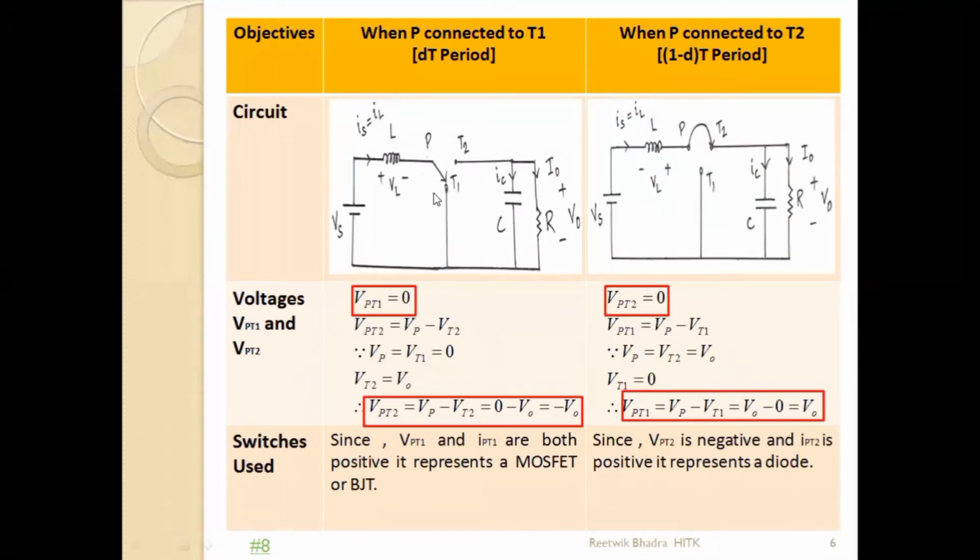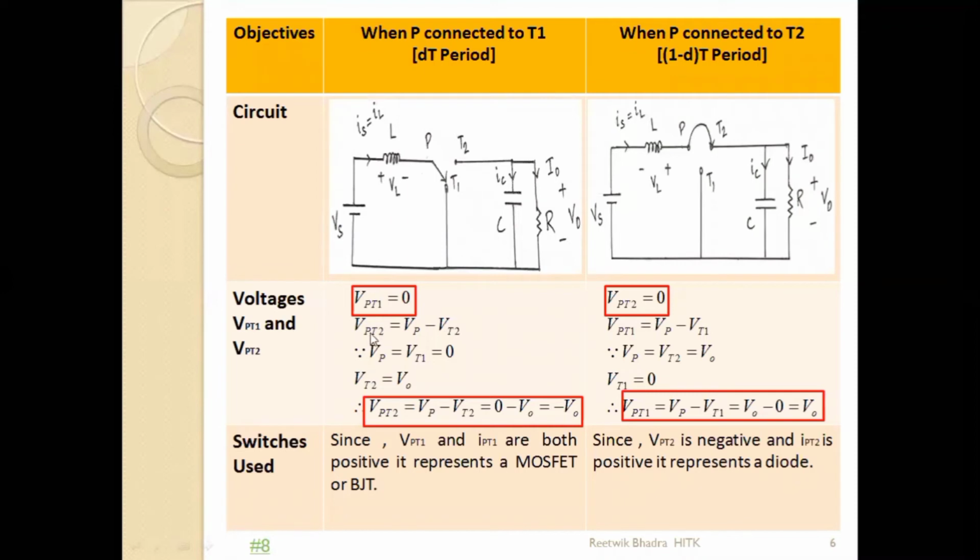Next, we have to calculate the voltages and find out which of PT1 or PT2 should be replaced by a diode or MOSFET. So first circuit during DT period, P and T1 points are shorted, right? So VPT1, if you find the voltage, it will be 0, because both will have the same potential. VP minus VT1 will be 0. PT2 is open, so on an open circuit you will get a voltage. Now this T2 point is connected to the positive of the output voltage. So VT2 can be written as V0.